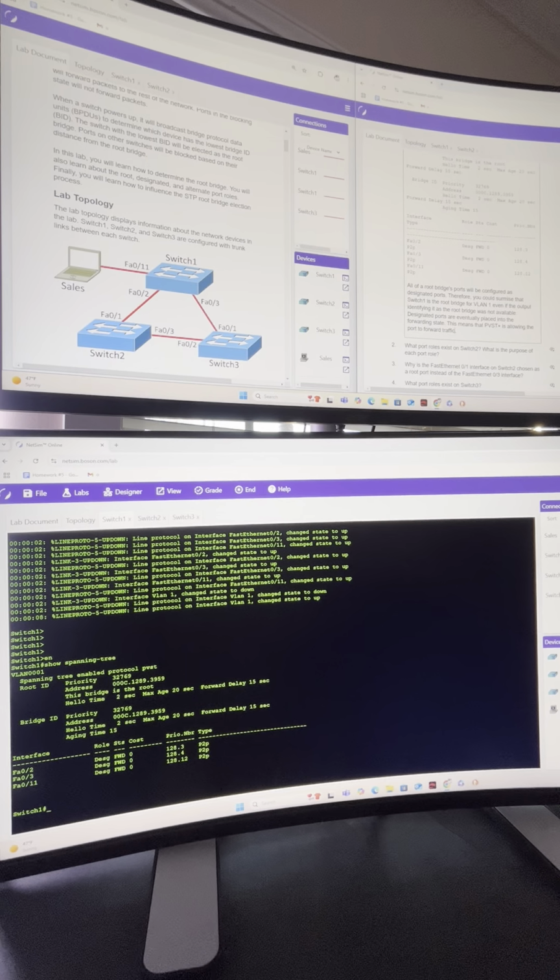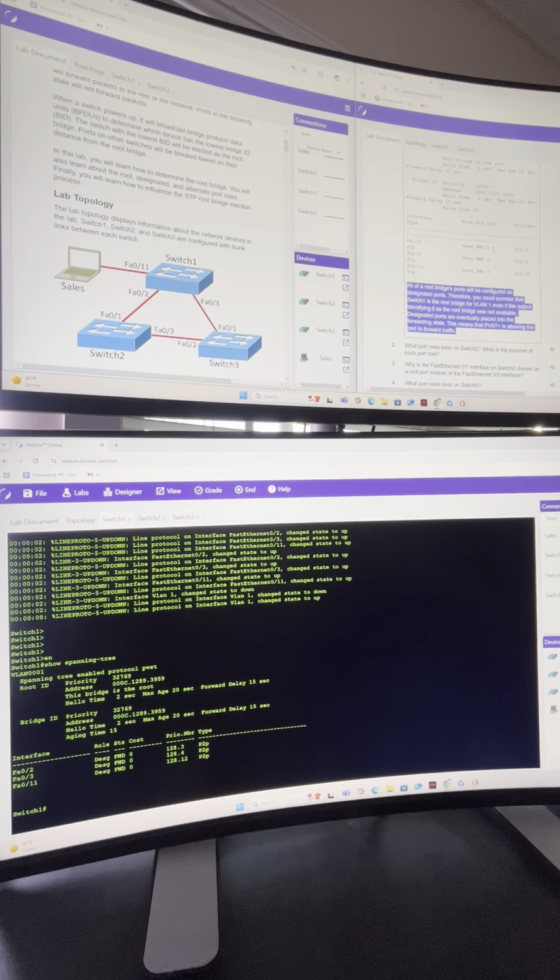Let's see what Boson is going to say. It says all of the root bridge's ports will be configured as designated ports. Therefore, you can surmise that switch 1 is the root bridge for VLAN 1, even if the output identifying it as the root bridge was not available. Designated ports are eventually placed into the forwarding state.